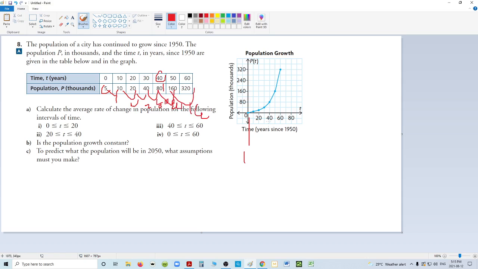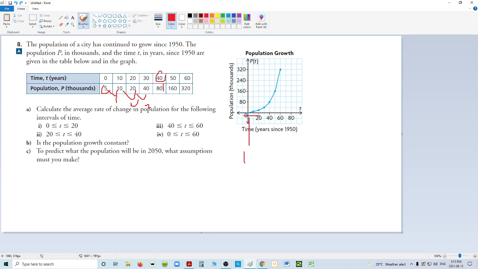So you can see we have a growth curve, and it's doubling each time. So that means we have 2 to the power of x plus 5. This plus 5 brings us up, it starts us at the population of 5,000. Calculate the average rate of change in population in the following intervals. Okay, so they're going to want us to do specific intervals.